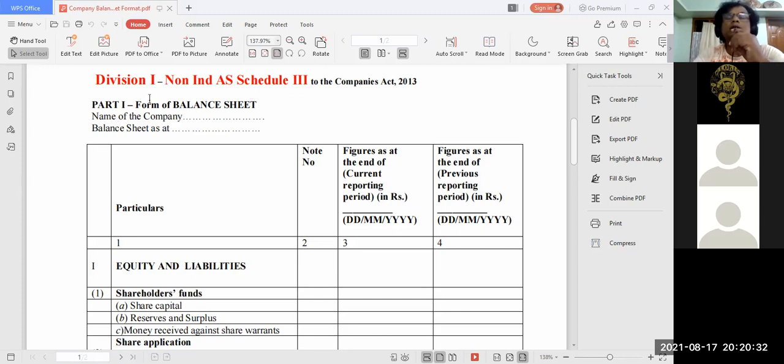Can you read it on my screen? Tell me yes. Yes, sir. Read: Division 1, Non-Ind.AS, Schedule 3 of the Companies Act 2013. So non-Ind.AS means, in simple language, small companies which do not apply Ind.AS. So that format I am going to explain now.